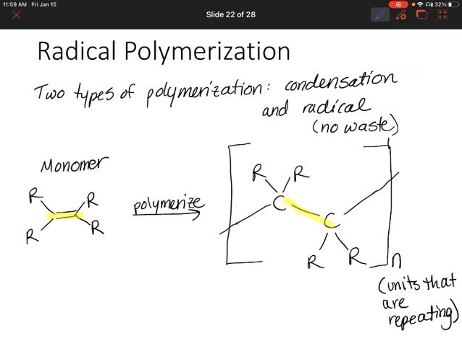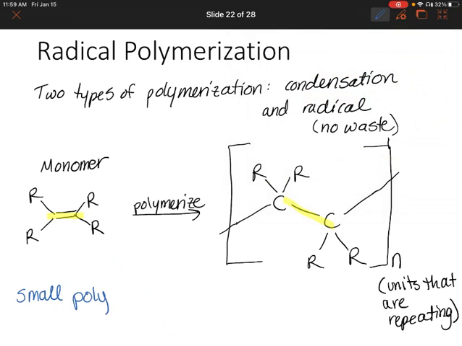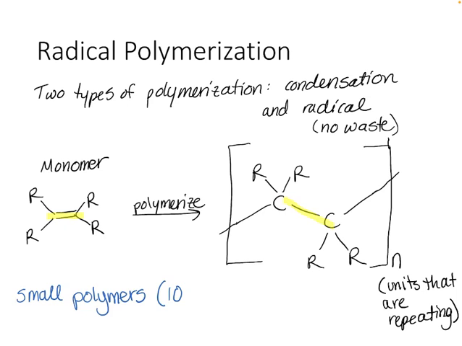Now, you can have small polymers, which might be tens of monomers long. So you could have 10 monomers in a row, you could have 15, you could have 70 monomers in a row. Those are considered small polymers. But large polymers will have hundreds to thousands of monomers in a long row, all connected together.